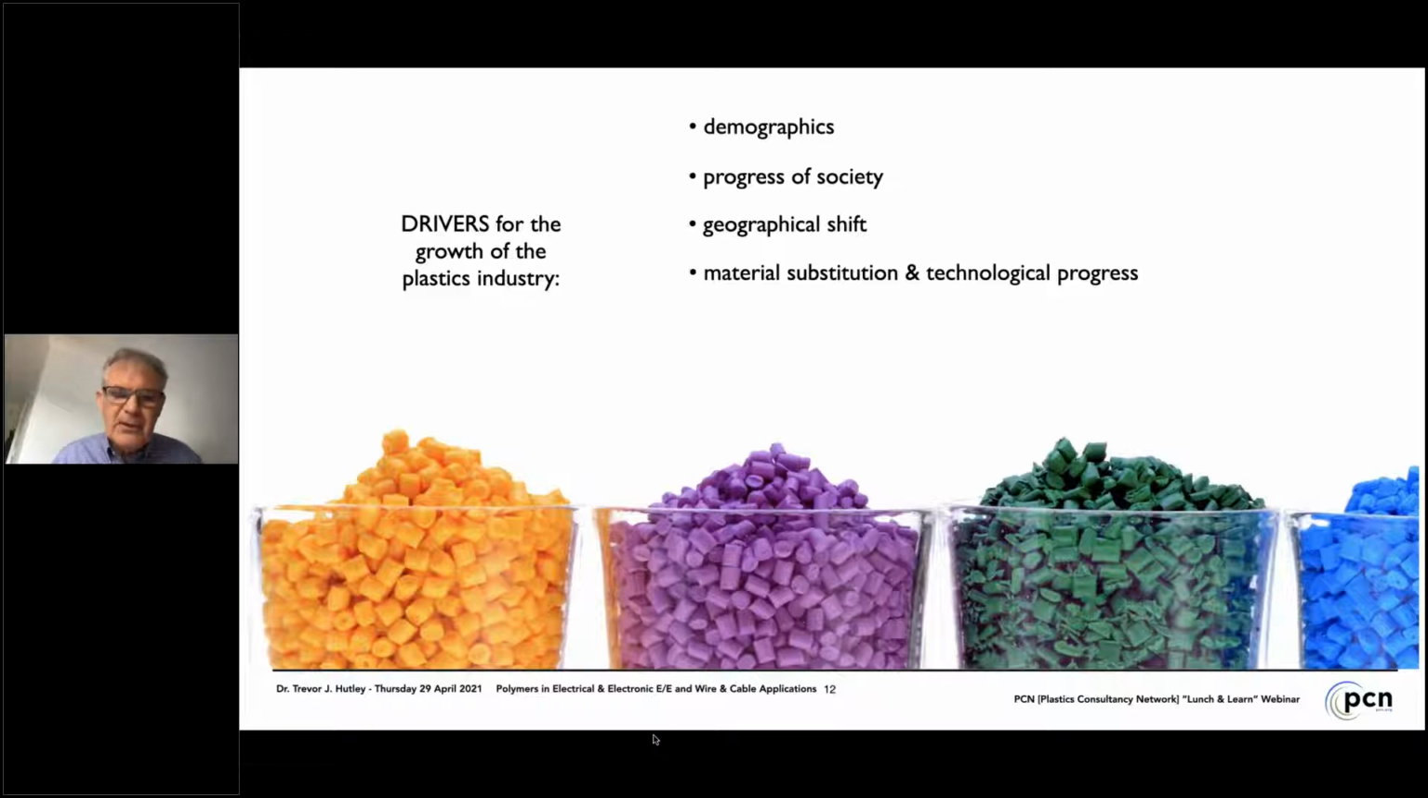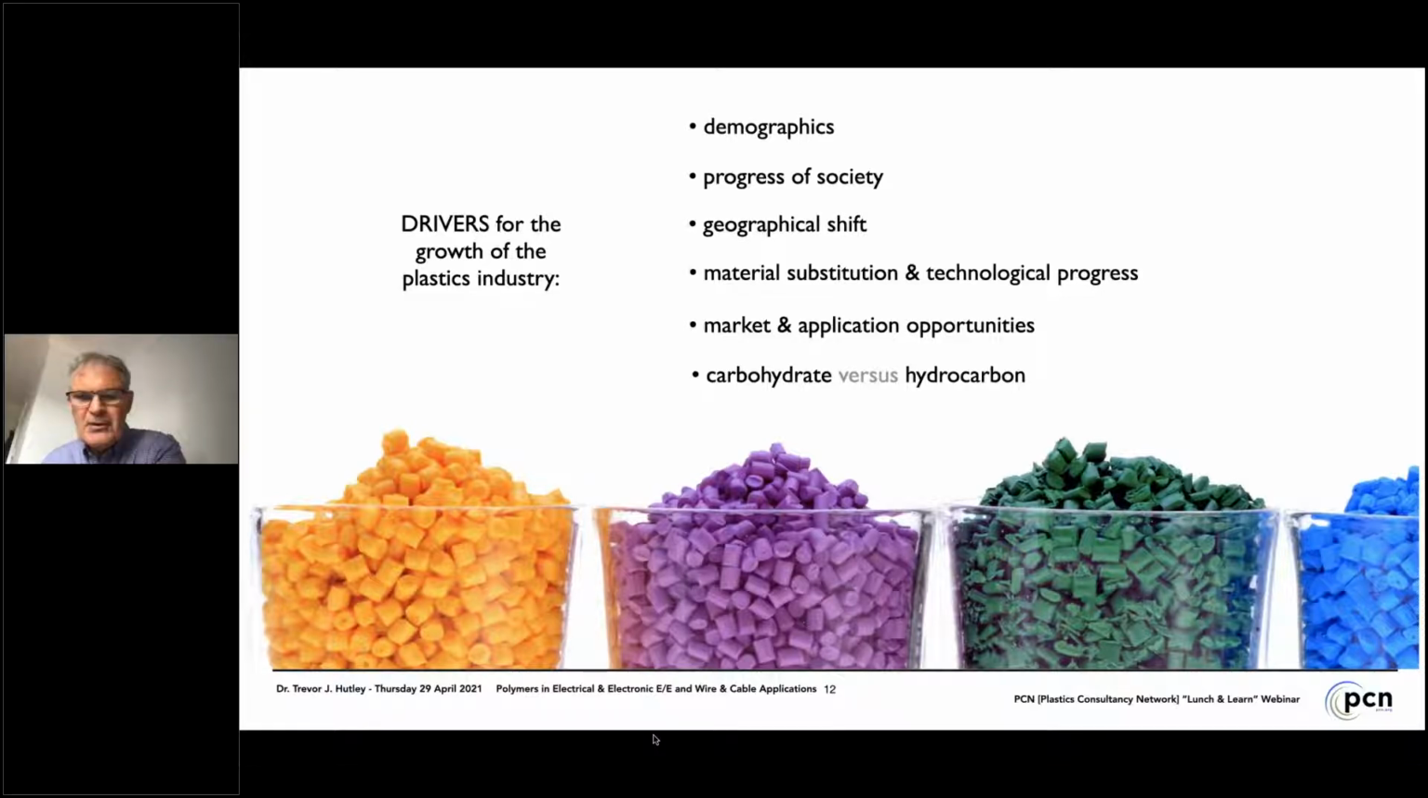And that's the reason behind a lot of the growth of the plastics industry. And new market and application opportunities are opened up by new plastics materials with new properties and new capabilities. And then finally, there's the feedstock story. Whether we are building a plastics industry based on carbohydrates or hydrocarbon, so-called fossil fuel feedstocks. We won't get into any of that controversy today.